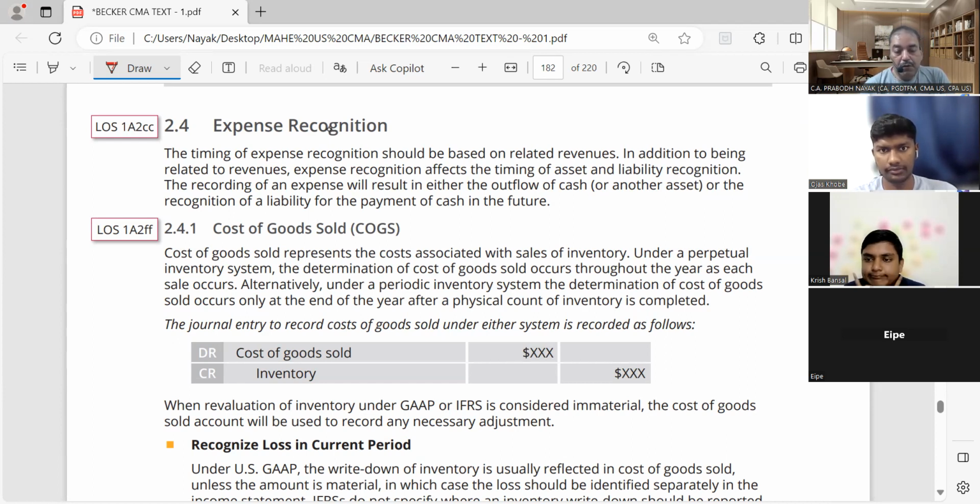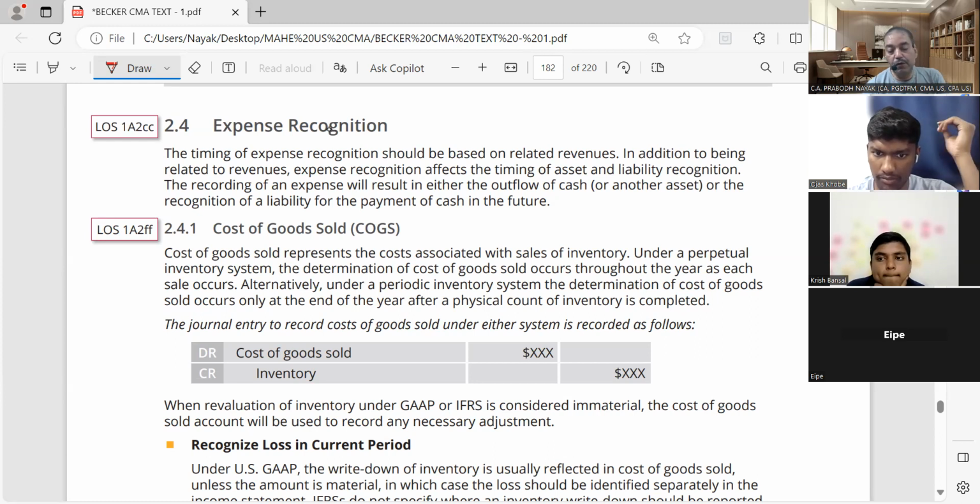Cost of goods sold represents the cost associated with sale of inventory. Under a perpetual inventory system, the determination of cost of goods sold occurs throughout the year as such sales occur. Alternatively, under a periodic inventory system, the determination of cost of goods sold occurs only at the end of the year after a physical count of inventory is complete. Journal entry for recording the cost of goods sold.